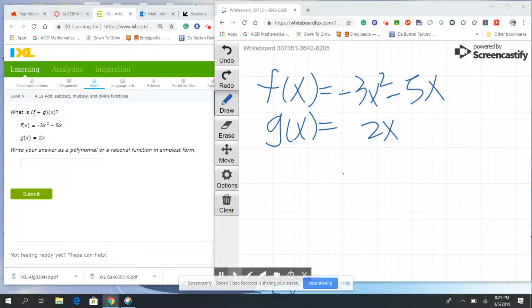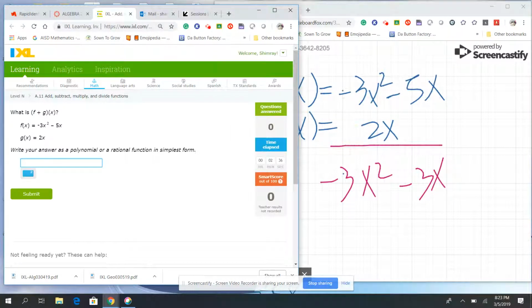So question 1 is f plus g of x. That means you're going to add these two functions together. The way you do it, you just combine like terms. So then your answer will be negative 3x squared. 2x minus 5x will be negative 3x. So this is how you put the answer: negative 3x squared minus 3x.